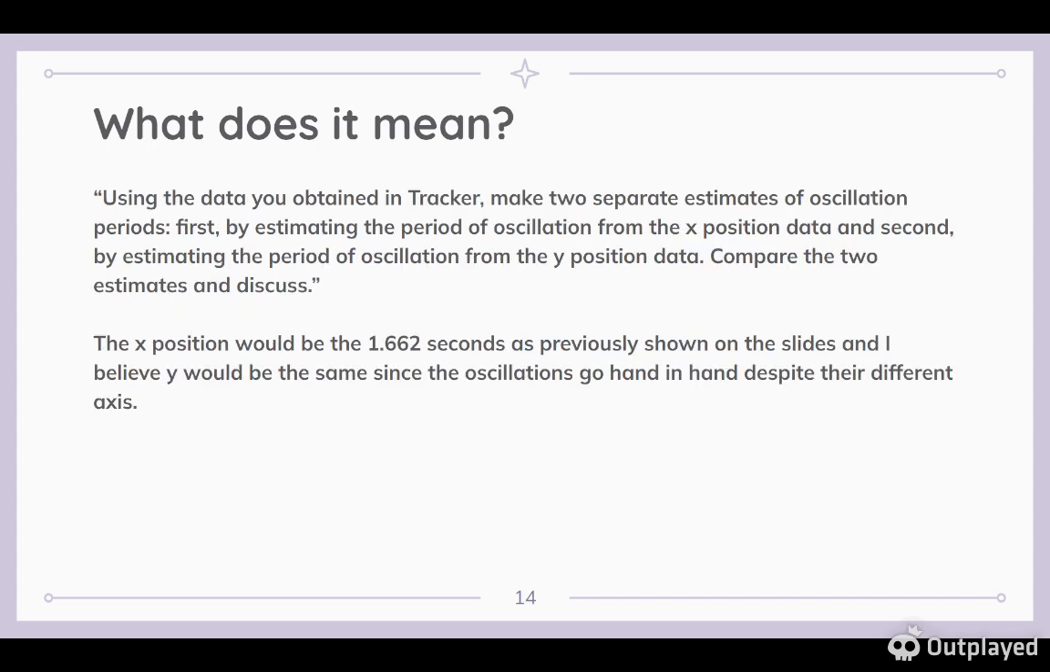Using the data you obtain in Tracker, make 2 separate estimates of oscillation periods, first by estimating the period of oscillation from the X position data, and second by estimating the period of oscillation from the Y position data. Compare the 2 estimates and discuss. The X position would be 1.662 seconds as previously shown in the slides, and I believe the Y would be the same since the oscillations go hand in hand despite their axis.